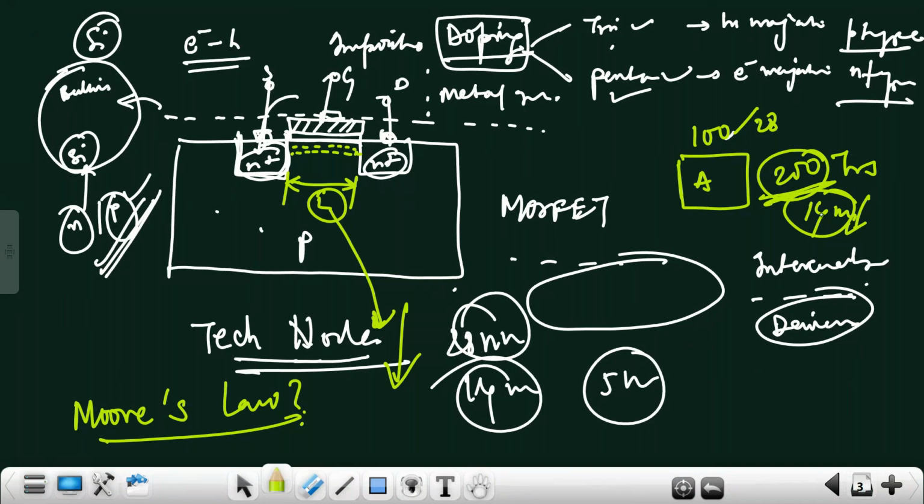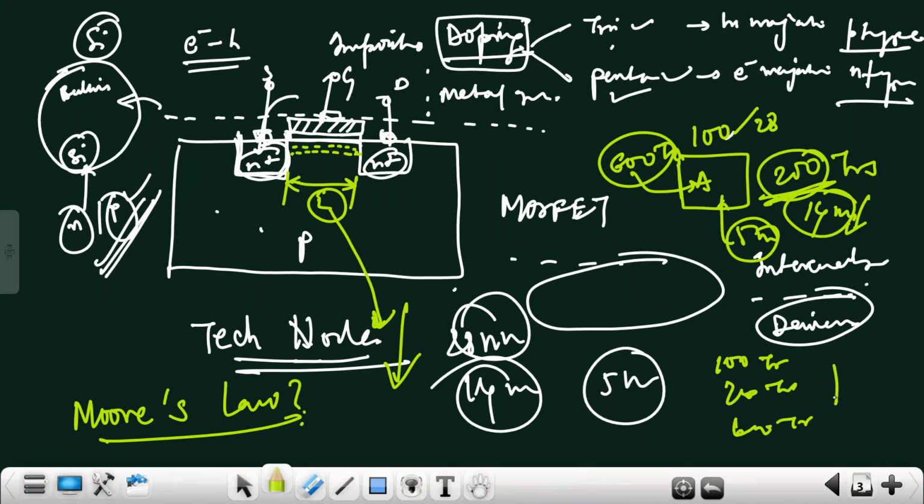Yes, that is correct. Now if you go to 5 nanometer, in the same area you can increase to 3 times the transistor count. Instead of 200, you can fabricate 600 transistors here. Now what is the advantage of fabricating 100, 200 or 600 transistors in the same area? The more transistors, the more complexity you can accommodate in that particular area.